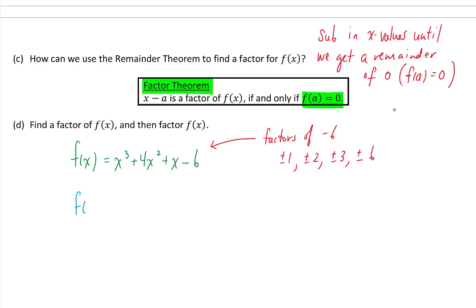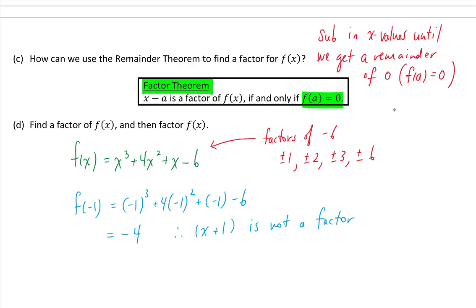So let's say we try f at negative 1. Then we get negative 1 cubed plus 4 times negative 1 squared plus negative 1 minus 6. And this gives us negative 4 for our remainder. So this tells us, therefore, that x plus 1 is not a factor. So what we're actually doing is trying to sub in a number until we get one of the zeros. And clearly, negative 1 does not give us a 0, and 2 does not give us a 0.